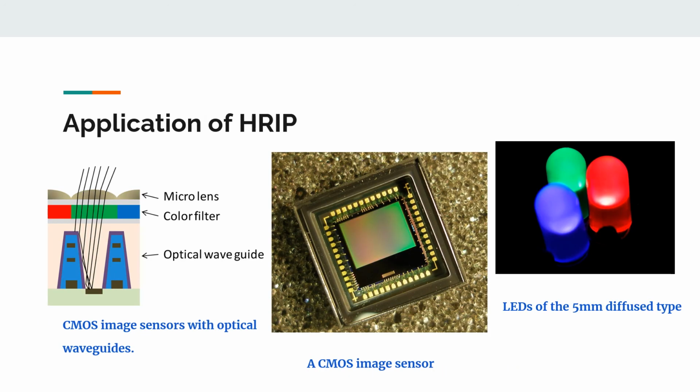These are some of the applications of high refractive index polymer. An example of CMOS image sensors with optical waveguides is shown on the left side. In the middle we can see a CMOS image sensor, and on the right side we can see LEDs of the 5 mm diffused type.